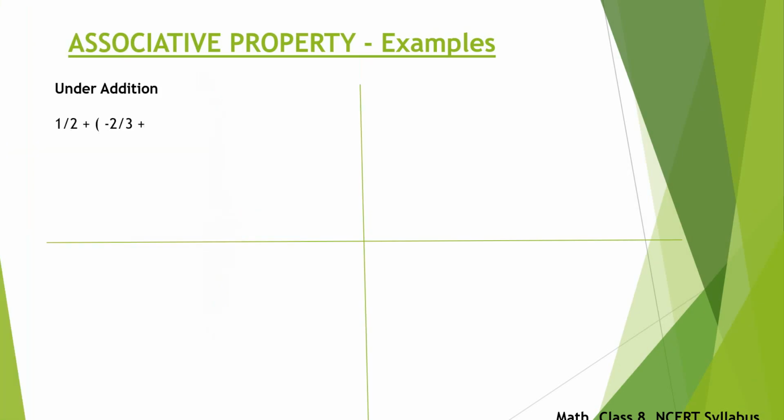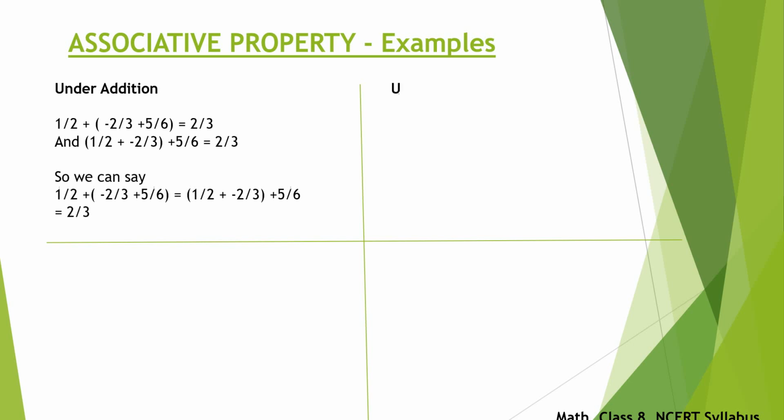Under addition, if we look at some numbers, 1 by 2, minus 2 by 3 and 5 by 6. If I'm adding 1 by 2 to the sum of minus 2 by 3 and 5 by 6, the result is 2 by 3. Now if we work it out the other way and I add 1 by 2 and minus 2 by 3 first and then add the sum to 5 by 6, it will again give me 2 by 3. So we can say that both the results are the same. That means associative property is working under addition, or addition is associative in rational numbers. Let us see for subtraction also.